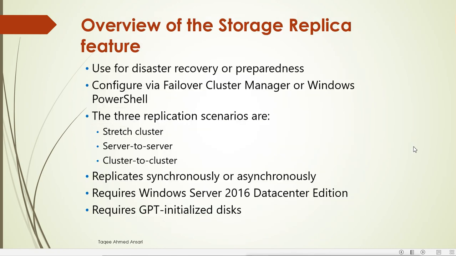So, an overview of the storage replication feature. It is used for disaster recovery or preparedness. It is configured via Failover Cluster Manager or Windows PowerShell. The three replication scenarios are stretch cluster, server to server, and cluster to cluster. We can stretch the cluster from one side to the other, or use the server to server scenario where one server replicates its data to another server, or the whole cluster's data is replicated to another cluster. We have the option to replicate synchronously or asynchronously, and it requires Windows Server 2016 Datacenter Edition.